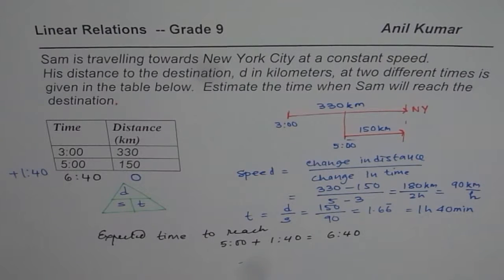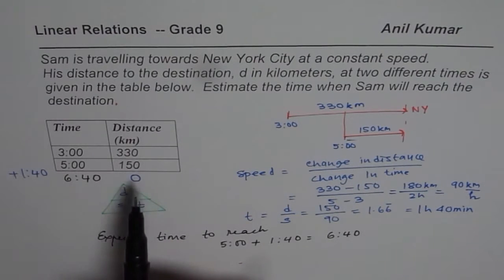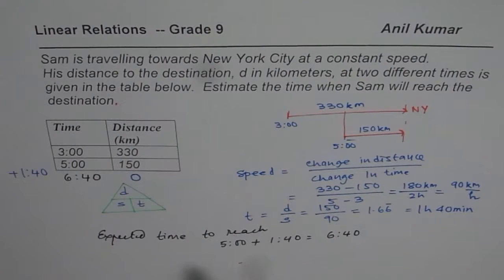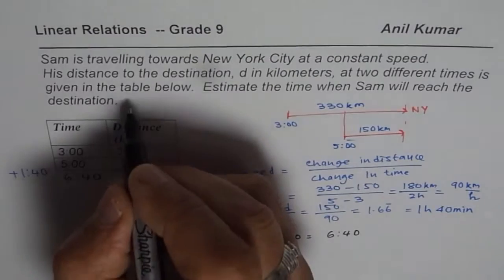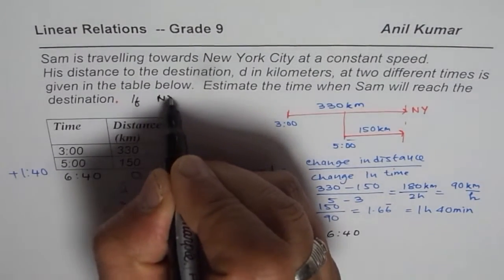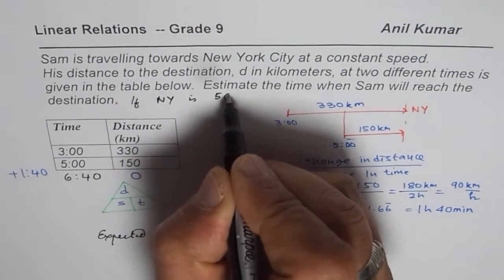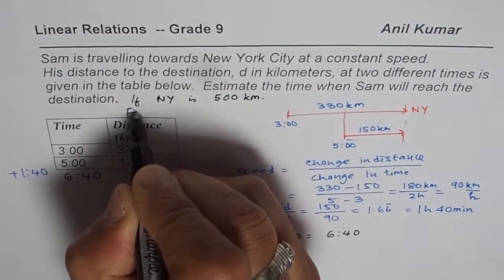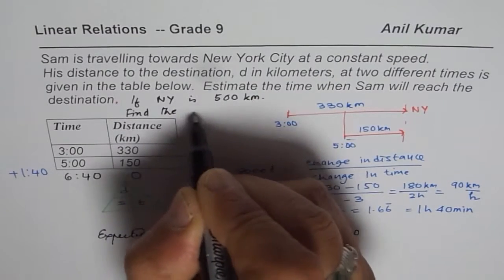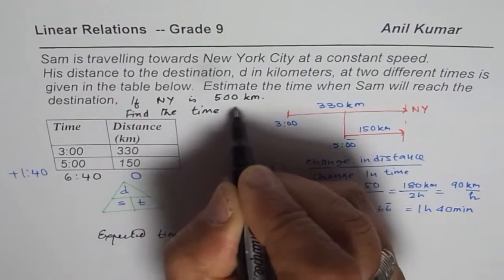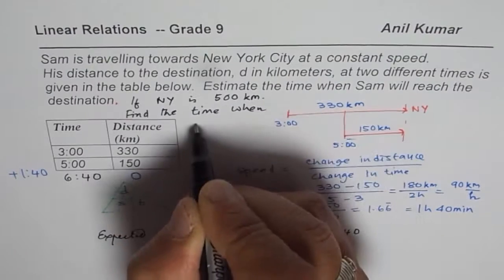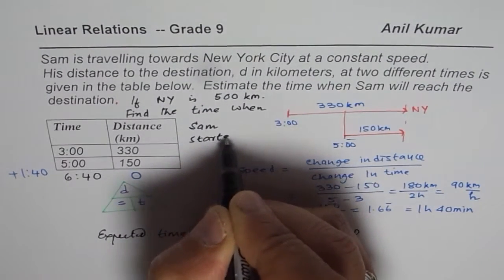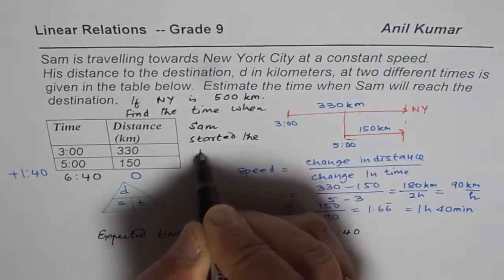Now, question for you is, let us say that the total distance is 500 kilometers for Sam to cover, right? So my question here is, if New York is 500 kilometers, find the time when Sam started the journey, right?